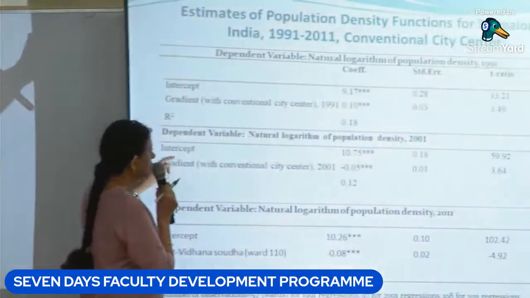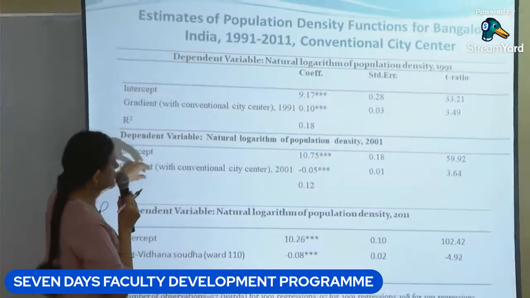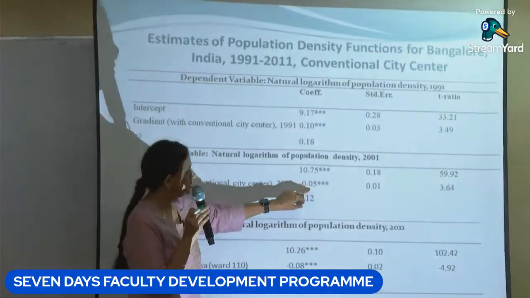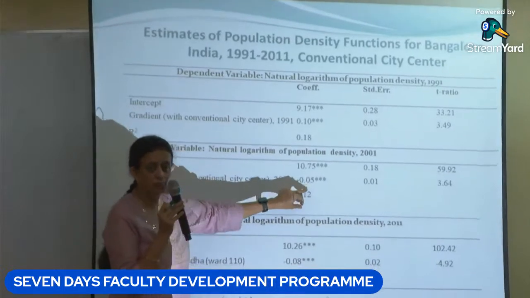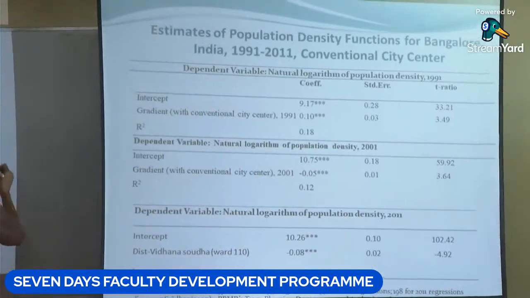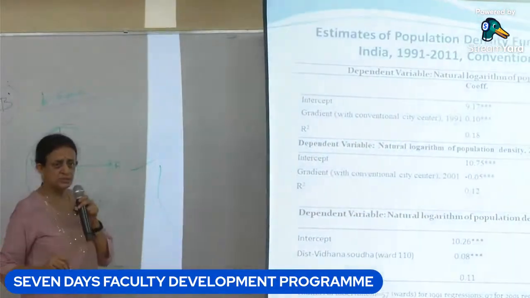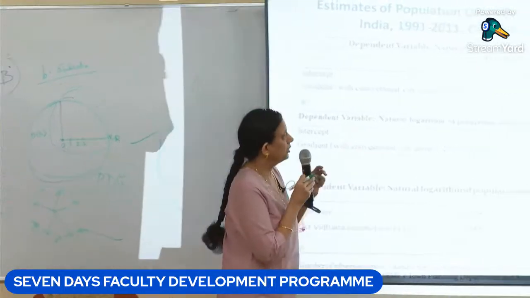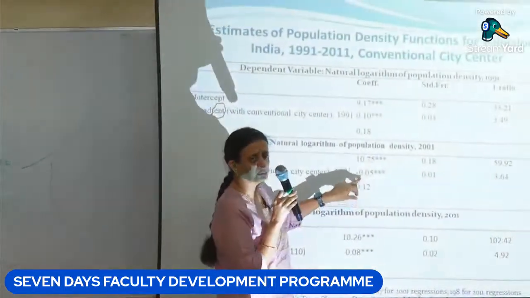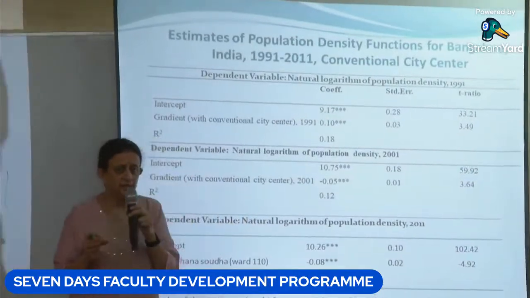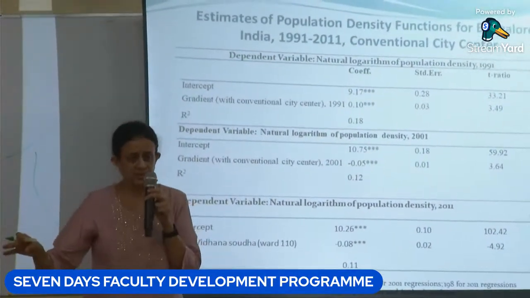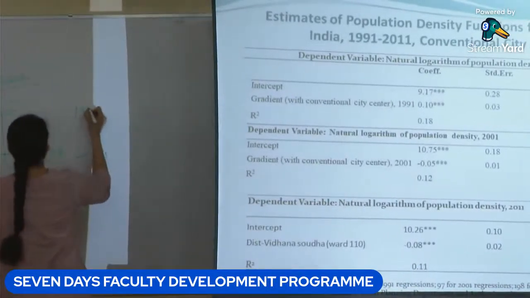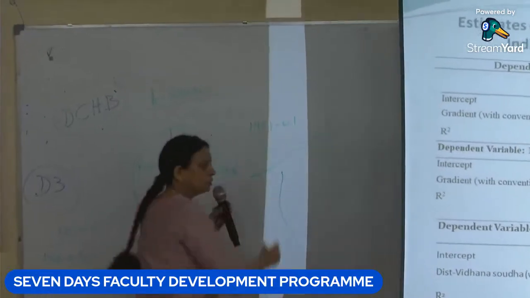Now, what happens in 2001? The estimate is minus 0.05. So now, in 2001, Bangalore has become like this, negative exponential, and reduced in absolute value. Which means that Bangalore suburbanized, okay, during 1991 to 2001.